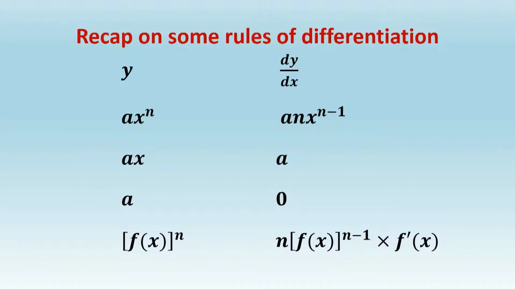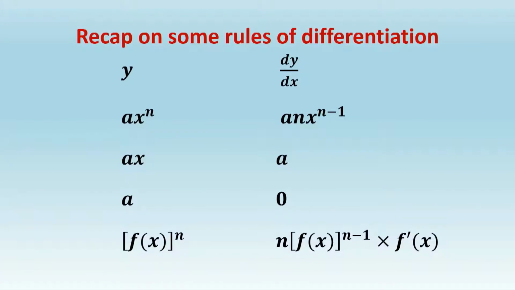If y is equal to ax to the power of n, dy by dx is equal to anx to the power of n minus 1. If y is equal to ax, dy by dx is equal to a. If y is equal to a, dy by dx is equal to 0.